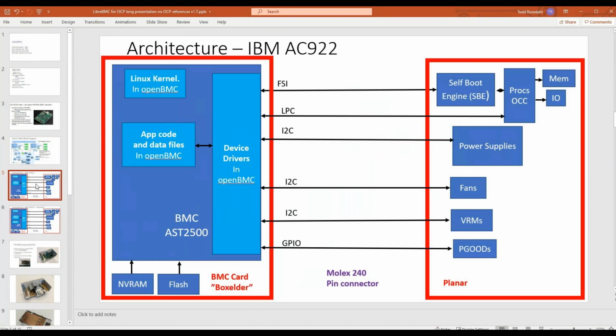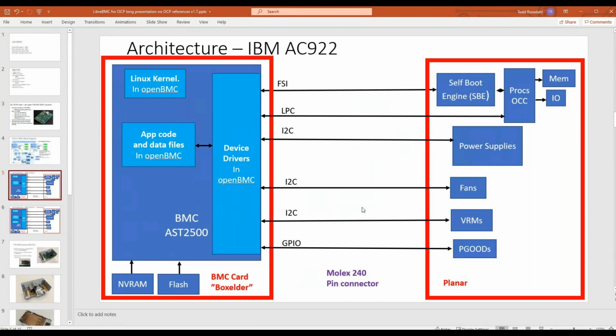So another view of it looks like this. Neither of these are really complete. They don't show all of the connections. But we have a card in the AC922 called the Box Elder card, and it plugs in via a 240 pin Molex connector. This does not conform to the DC-SCI interface, right? It's just something IBM created, and then it talks over to this planar and does all the things it needs to do to boot that system up.